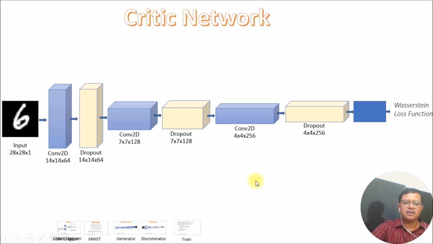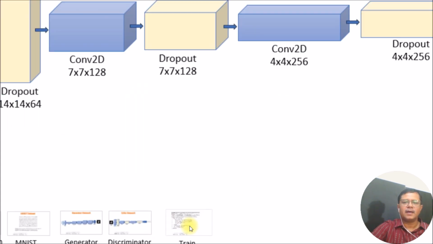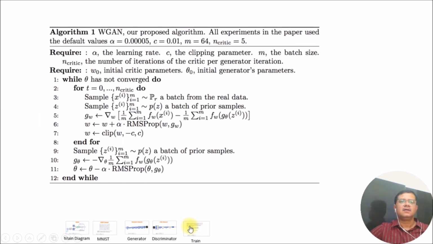Now to train this system, we will go through what kind of algorithm it uses. So here you can see that. Now let us go through the basic algorithm as discussed in the paper. The main part of this WGAN architecture is how to train the system with the help of Wasserstein distance.